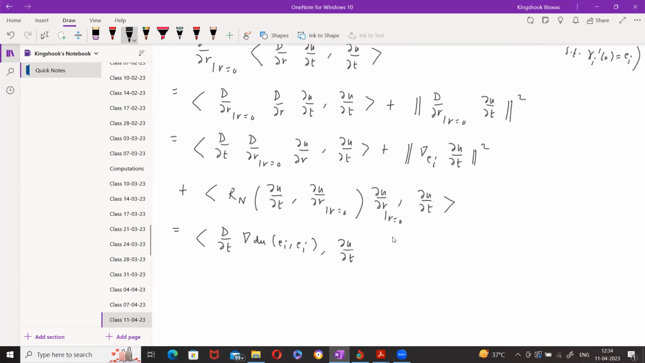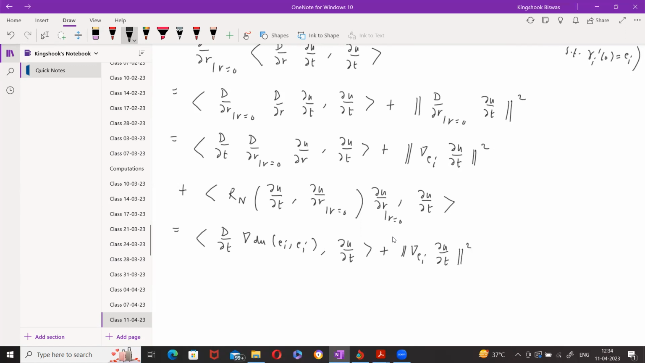Sir, in the last equality, there would be a sum over i, right? I haven't done the sum over i yet. No, I'm just computing one term. I'm just computing the Hessian, first of all, applied to e_i. Oh, okay. All right. Yeah, I'll do the sum just now.